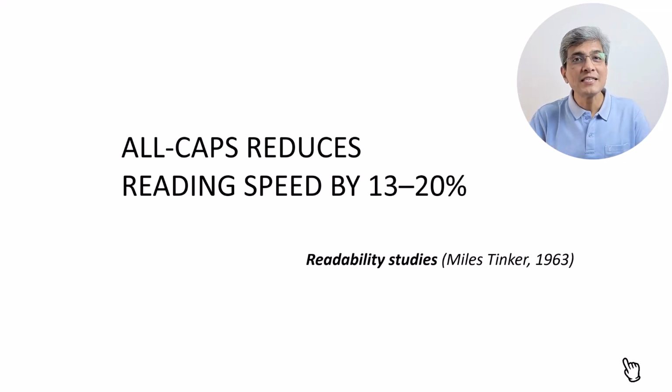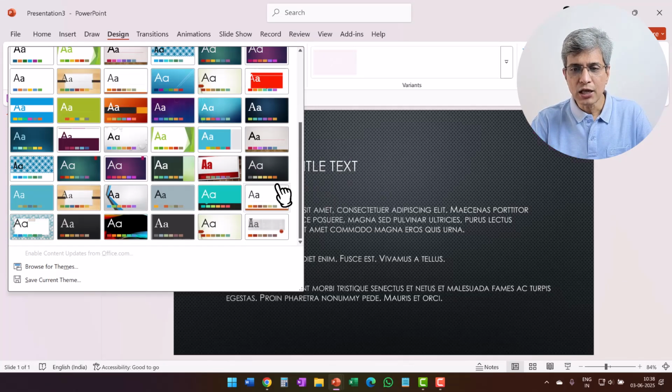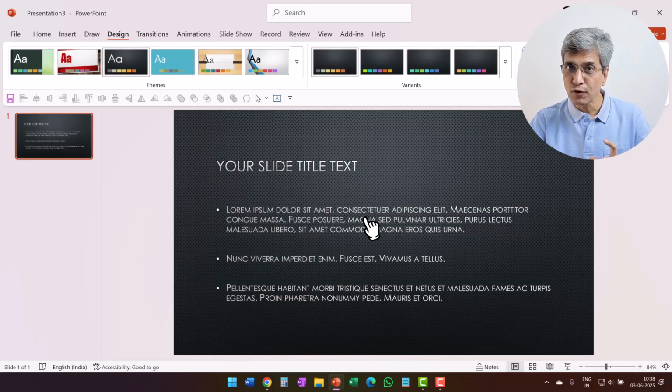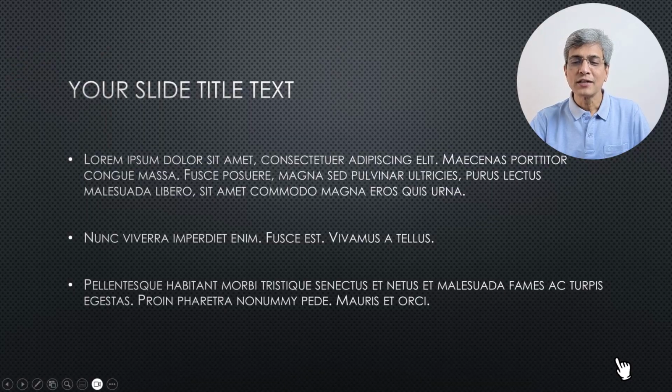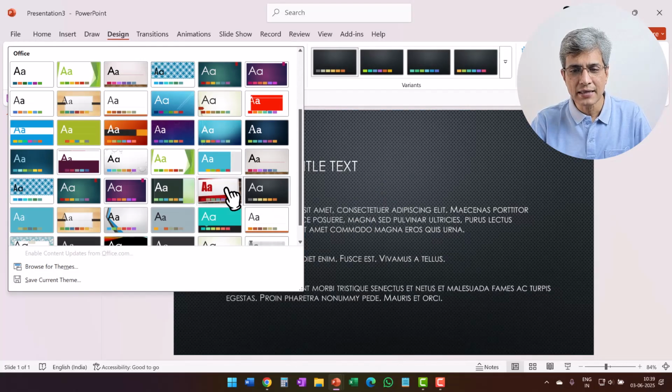Unfortunately, some of the design themes in PowerPoint use all caps font. For example, when you go to the design theme options and look for an option here called mesh, you see that the default font used is all caps. Now, when I put this up on the screen, your audience will struggle to read the text. Once they get tired of reading your text, they disengage, and therefore you lose your presentation even if your content is pretty good. Let us go back and see this one.